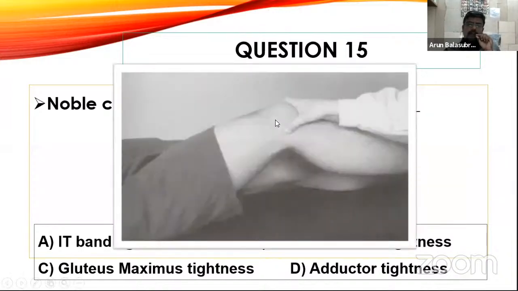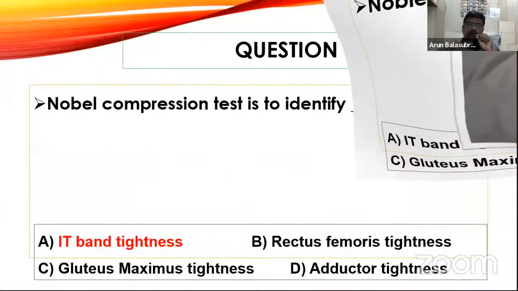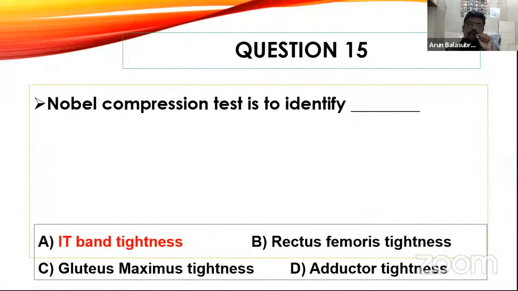For IT band tightness, apart from the Ober's test, we have the Noble compression test. Ober's test is the way we stretch the IT band. When we do that, the patient's knee will not go down toward the other knee; it is hanging on the side. That indicates there is tightness in the IT band.